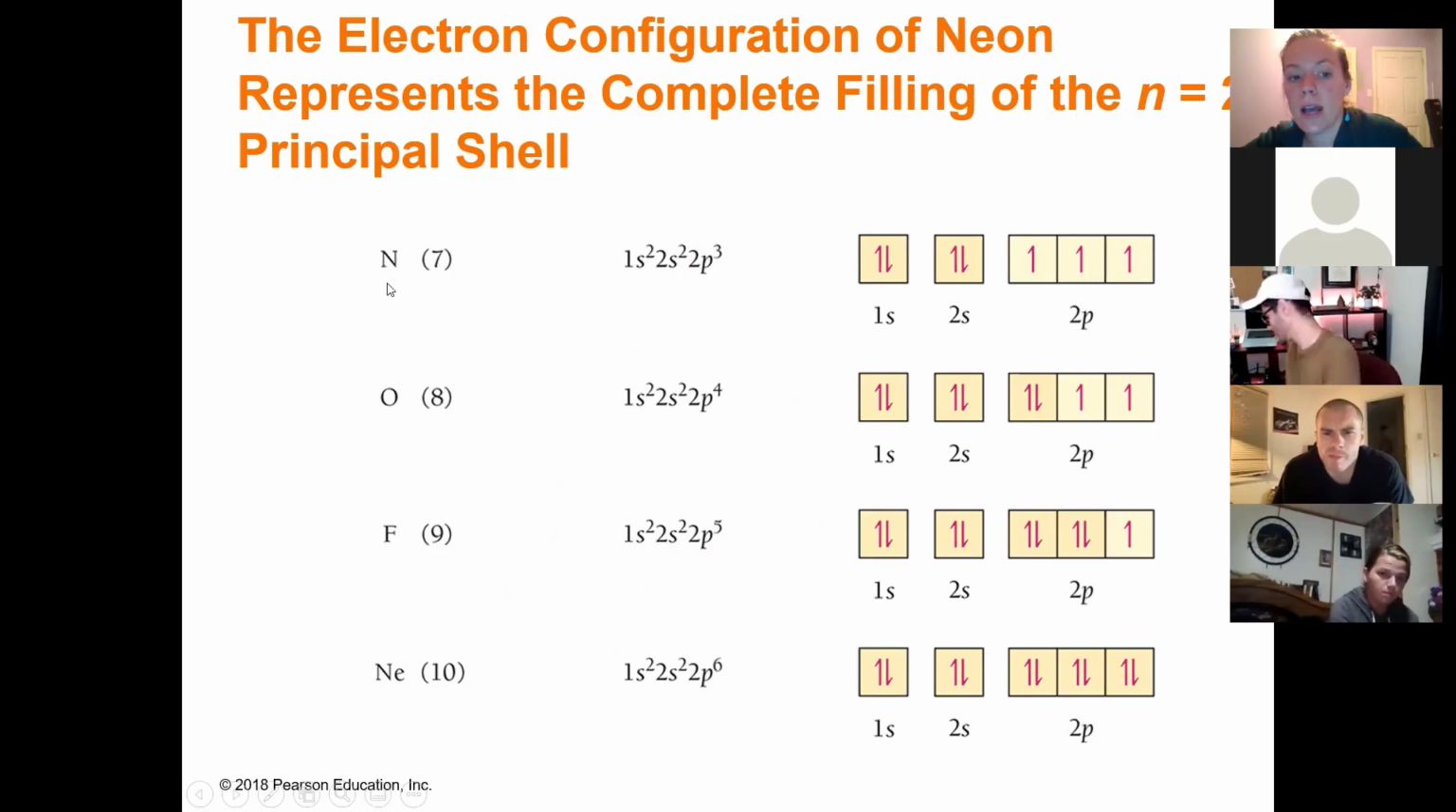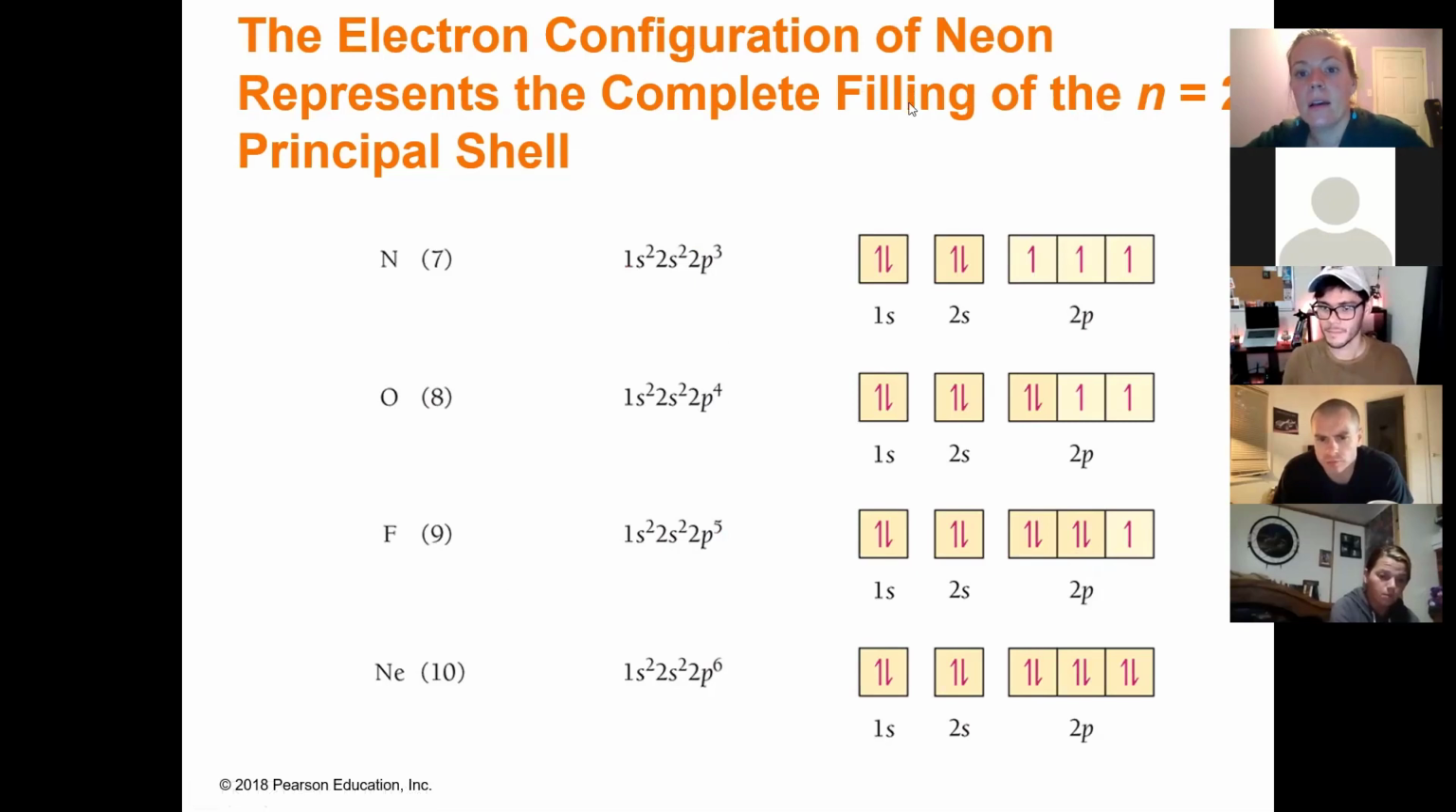When we get to oxygen, how is oxygen different than nitrogen outside of its protons and neutrons? Electron-wise, it has 1 additional electron. So now we've got 4. So we're going to double up, right? Then when we get to fluorine, we've got 5. So, oh gosh, we're almost full there, right? We're so close to being full.